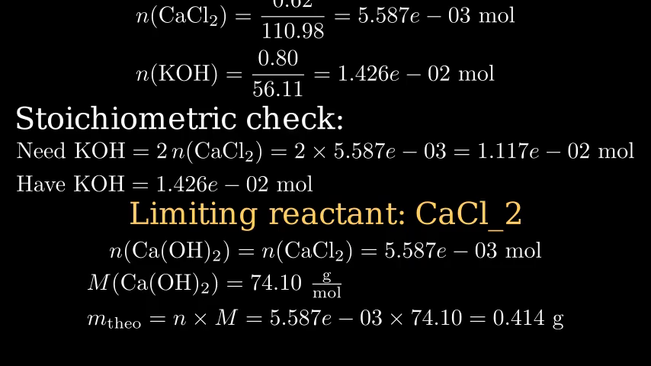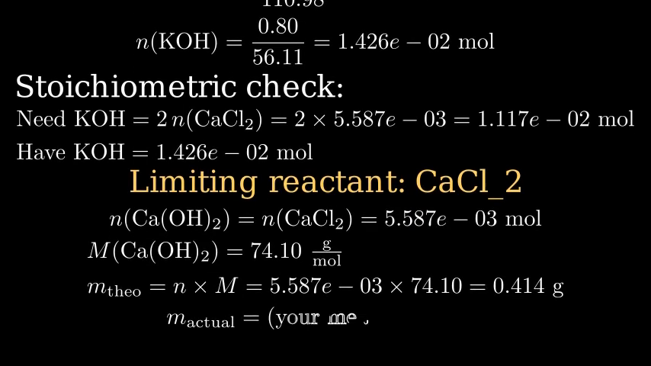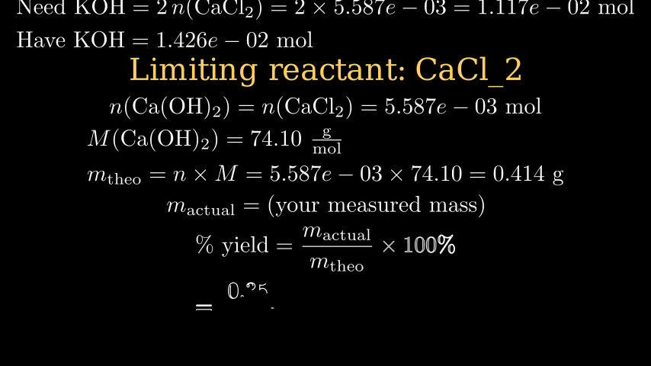Step 4. Measure your actual yield after filtering and drying the solid. Write it down as actual. Percent yield equals actual divided by theoretical times 100%. We'll illustrate with an example actual yield of 0.35 grams.